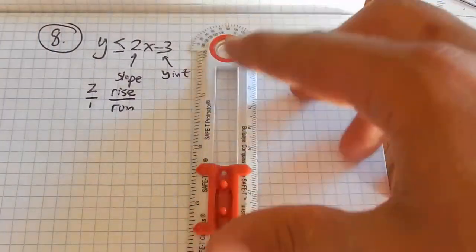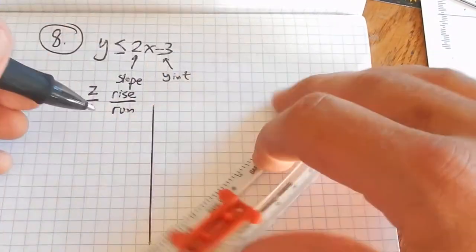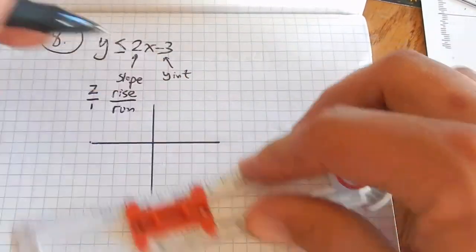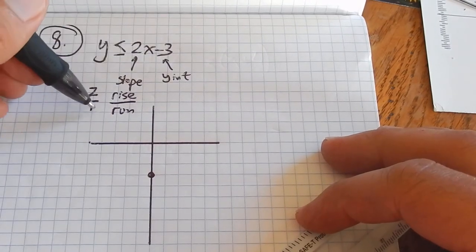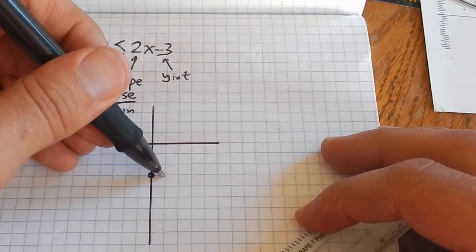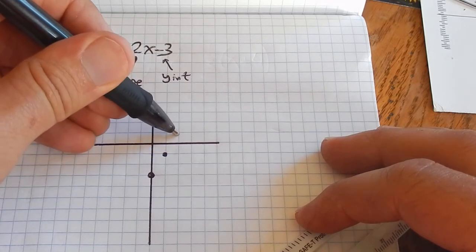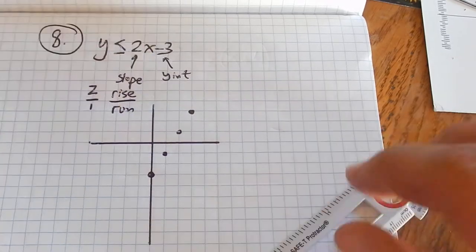So let me get this thing graphing. Boom, negative 3, 1, 2, 3 is here. Slope of 2. Over 1, up 2. Over 1, up 2. Over 1, up 2.